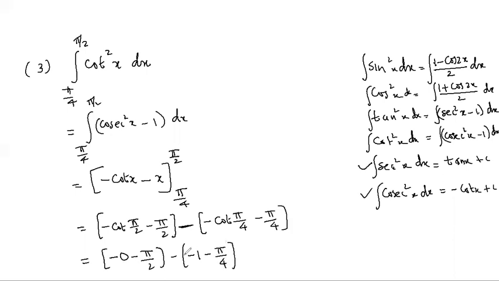Now we'll take the positive signs first and negative signs second. So 1 is positive, pi by 2 is negative, pi by 4 is positive. So pi by 4 minus pi by 2. So that became 1 minus pi by 4. That becomes your answer.